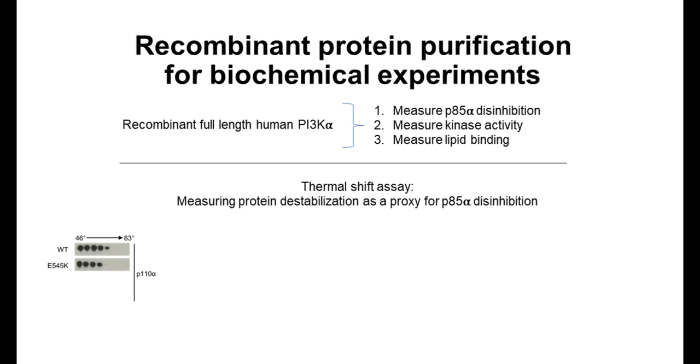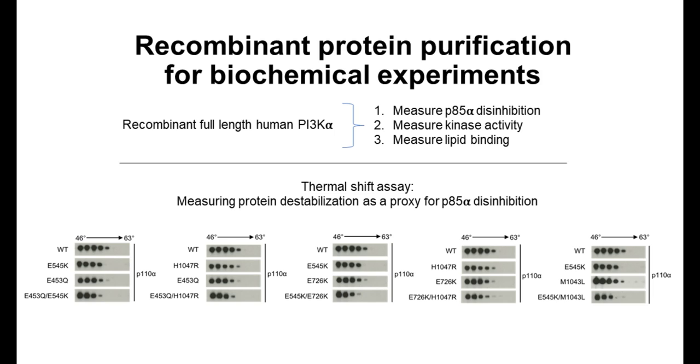What we do is we take our proteins and heat them on a temperature gradient from 46 degrees to 63 degrees. And the protein complexes are blotted by Western blotting to look for the temperature at which the protein denatures. You can see that wild type, we see 5 spots on our temperature gradient, but only 4 spots with E545K, showing that E545K denatures at a lower temperature than wild type.